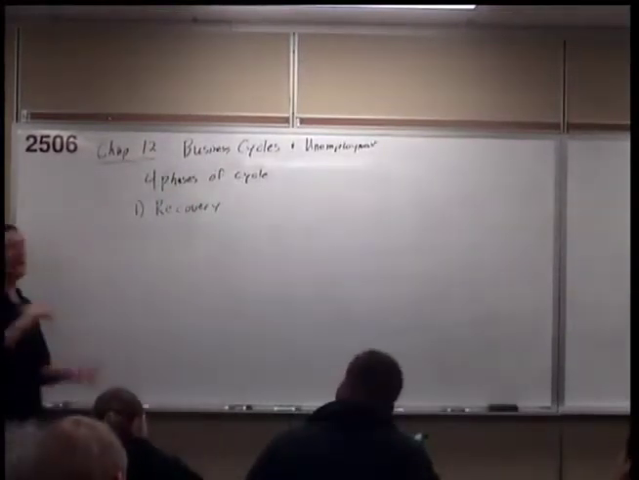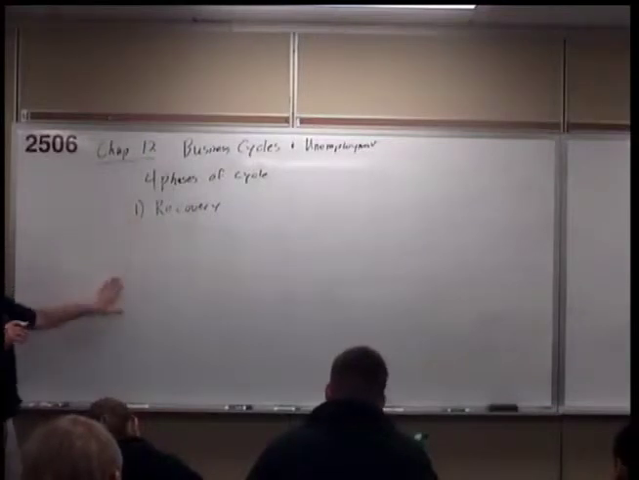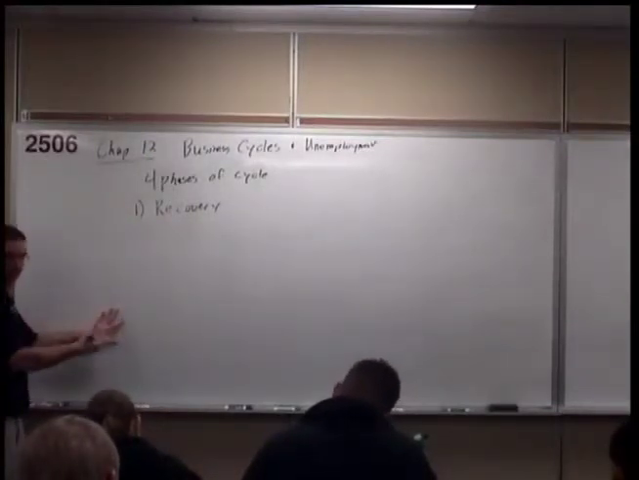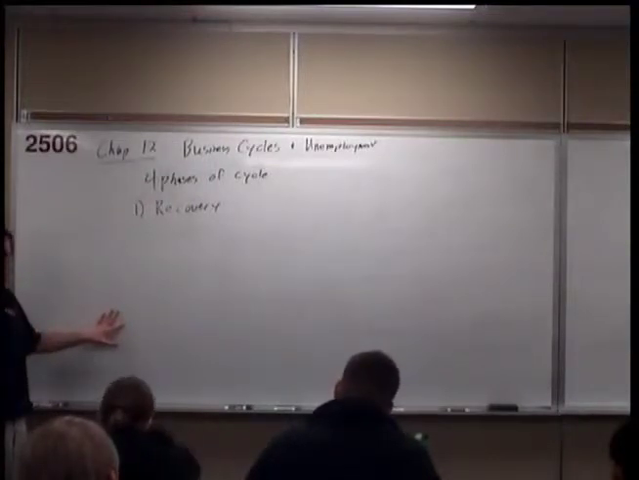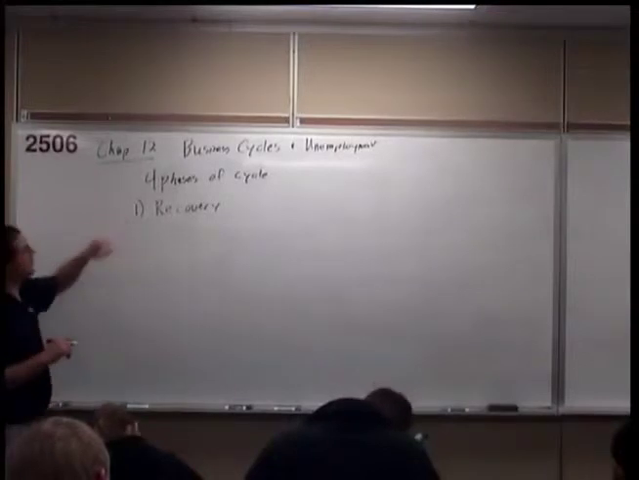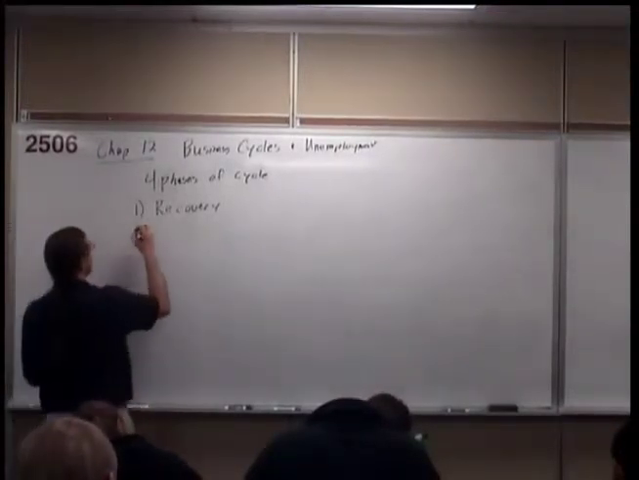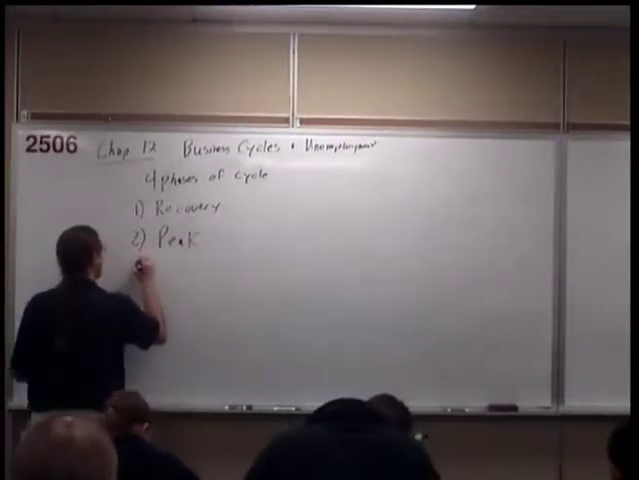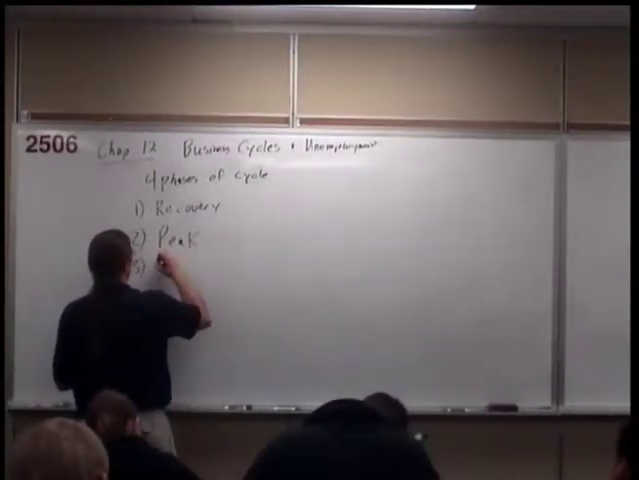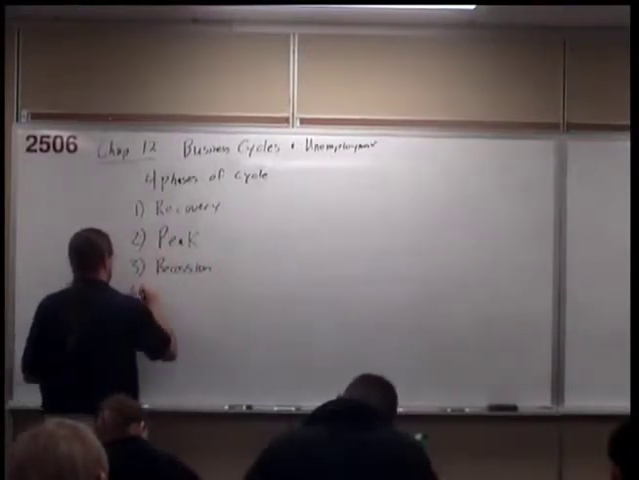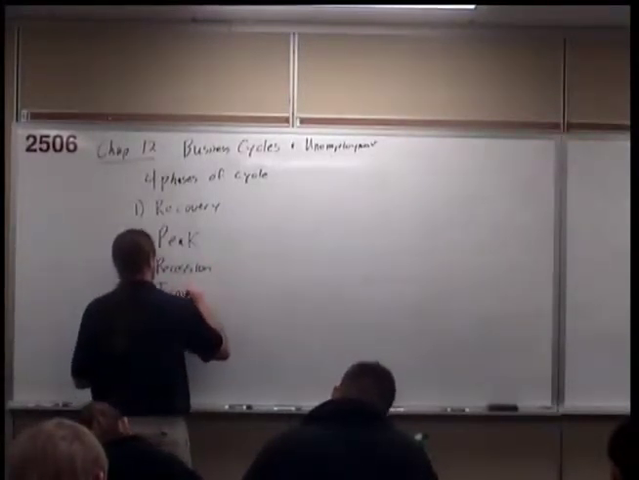The first phase, and again, since it's part of a cycle, part of a circle, there isn't any real starting point. You could start at any one of the 4 points. Just realize that you keep going from one to the next, to the next, to the next. So the first stage we'll call the recovery stage. The second stage we'll call the peak. The third we will call the recession. And the fourth we will call the trough.